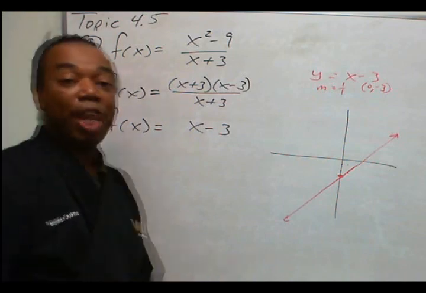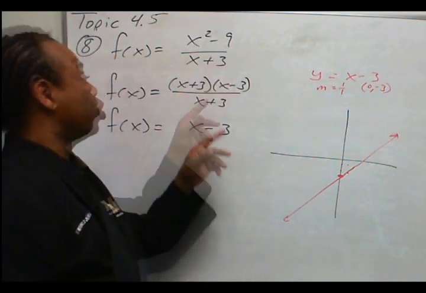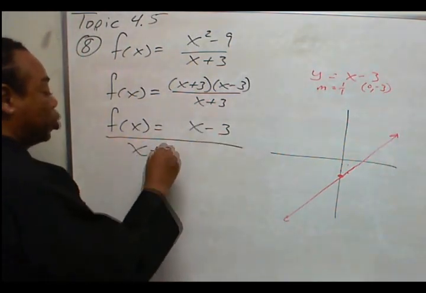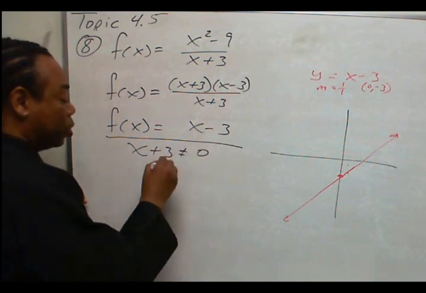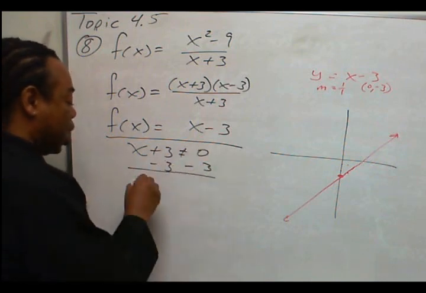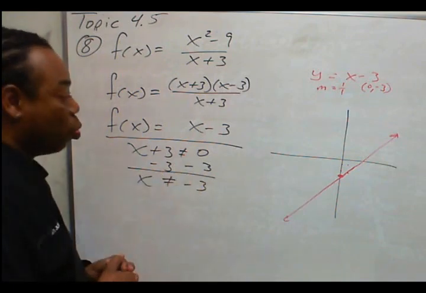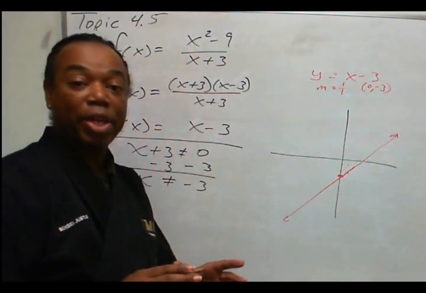One thing we're going to watch out for is that the original problem has a domain restriction. The domain restriction is this: x plus 3 cannot equal 0, which implies x cannot equal negative 3. Well, on this graph, when x equals negative 3, that point has to be missing.